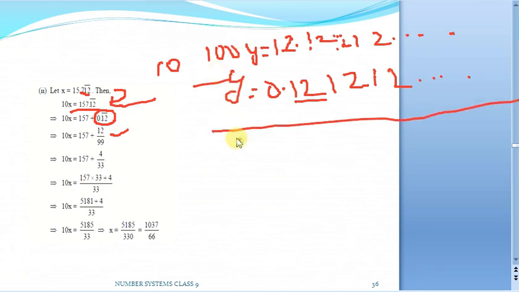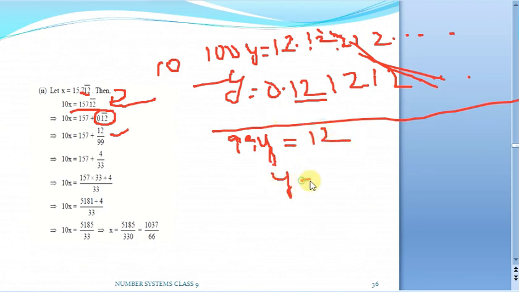So on this side we will be having 99y is equal to, when you subtract it, this entire part will go. Why? Because after the decimal point everything is the same. 12 minus 0 is what? It will be 12. Now y is equal to 12 by 99. We can replace this particular part, this is 0.12 bar, with 12 by 99.